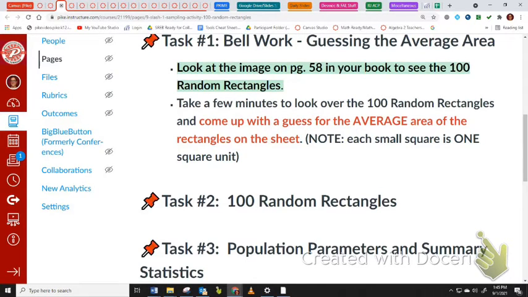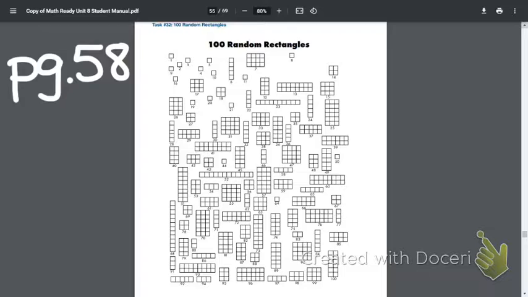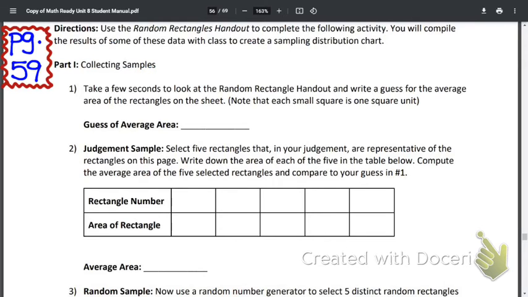So talk to me about the numbers that you came up with. Again, these are best guesses. What do you think is a reasonable guess for the average area? Anything? 3.5. Does anybody have a different guess? Higher or lower? 4. Any other guesses? 5. 7. I feel like we have some decent guesses.